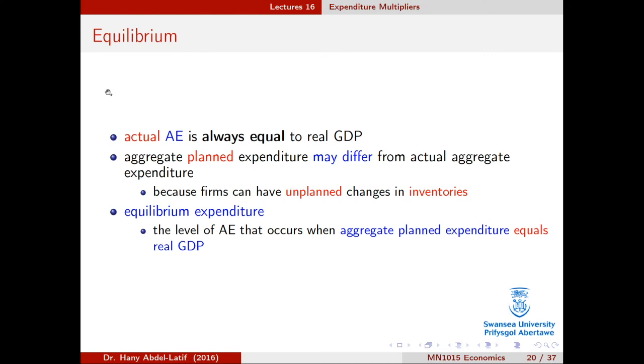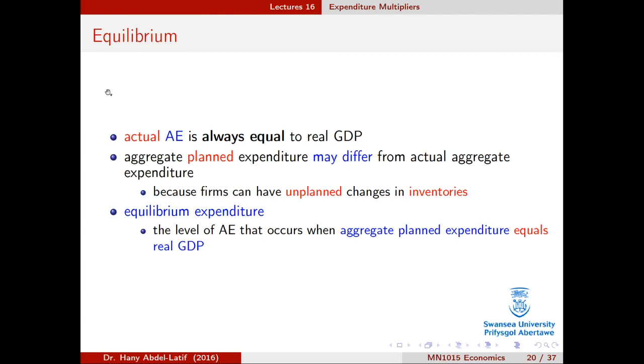At equilibrium, the actual aggregate expenditure will always equal real GDP. Our problem, or the main issue, comes from the planned expenditure, because the aggregate planned expenditure can equal or can be different from the actual aggregate expenditure. This will then show us where the equilibrium is. So we're looking at when the planned expenditure equals the actual one.